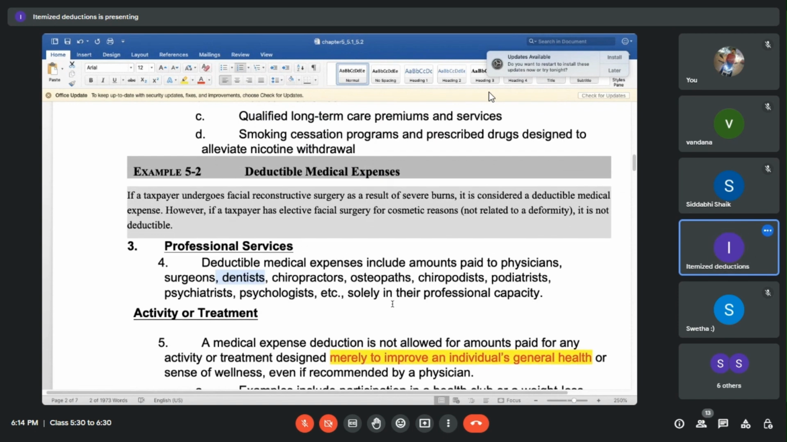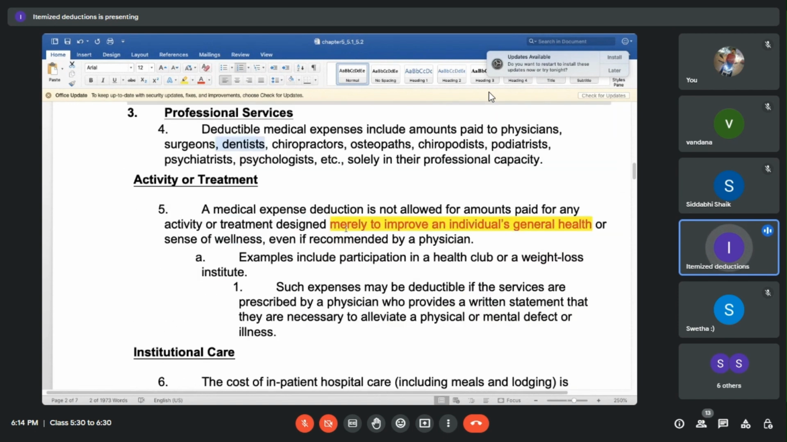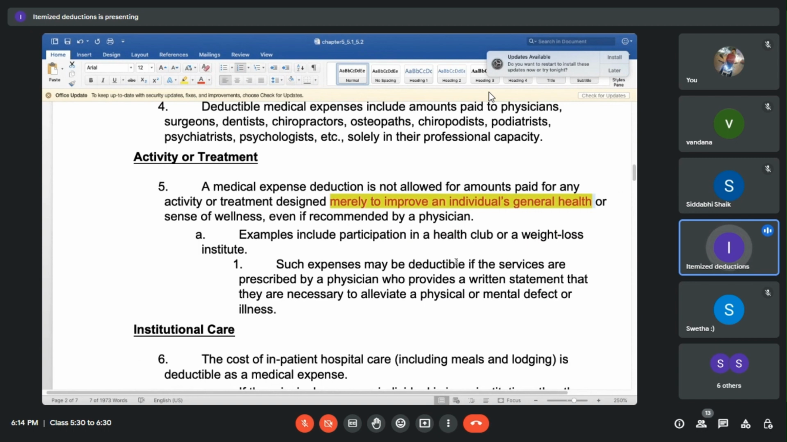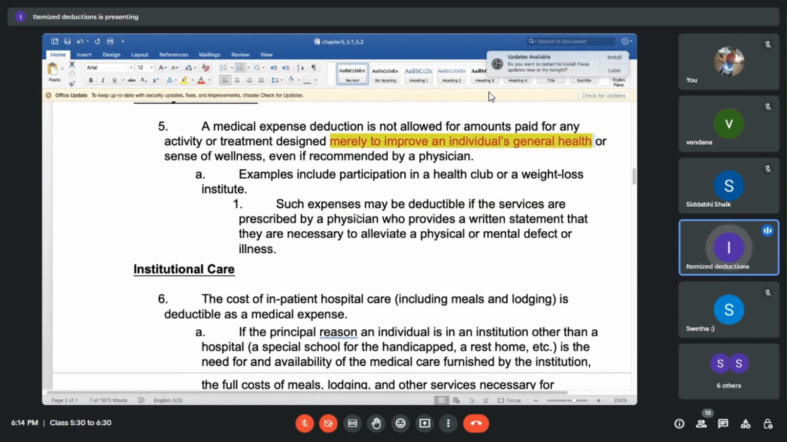Therapist, physiotherapist and all. But if we are doing something just to improve an individual's general health, like, I want a lot of supplements, I'm just not feeling well, I'm feeling very tired, or I want to lose weight and take some kind of plan, those are not allowed, because they are not considered a real medical need, unless a physician gives a written statement saying that those are necessary to alleviate a physical or any other defect or illness.